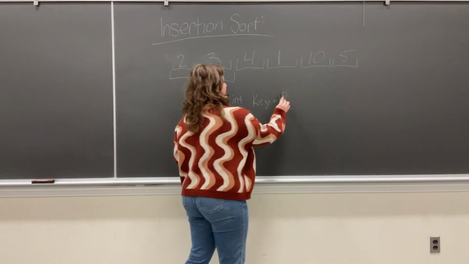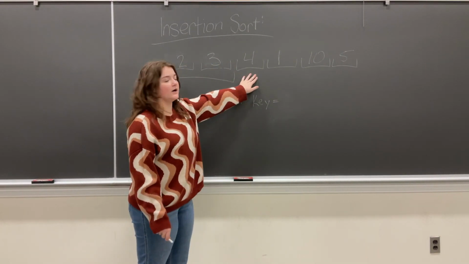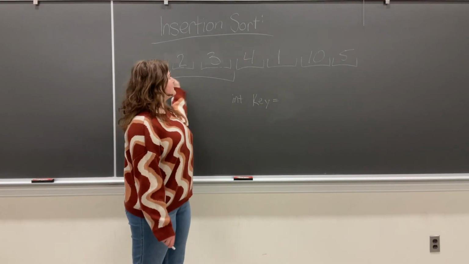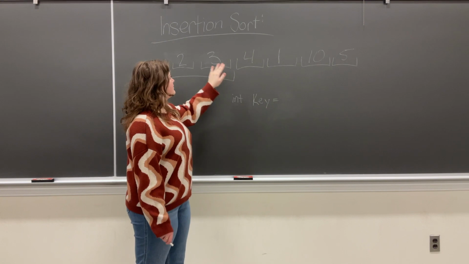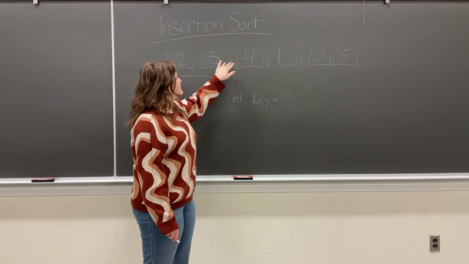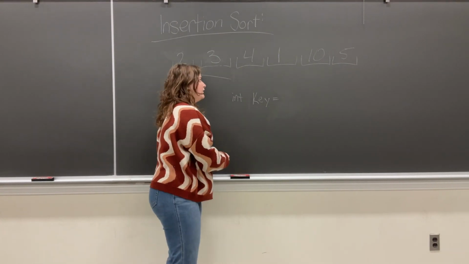Now the value we're looking at is 4. 4 is greater than 3, so that means because this is already sorted from least to greatest, 3 is the biggest element of the sorted array. And because 4 is greater than 3, it means everything through 4 is already sorted.